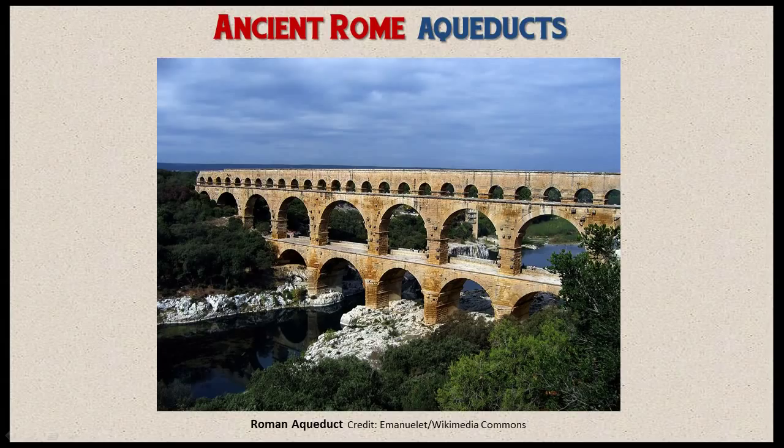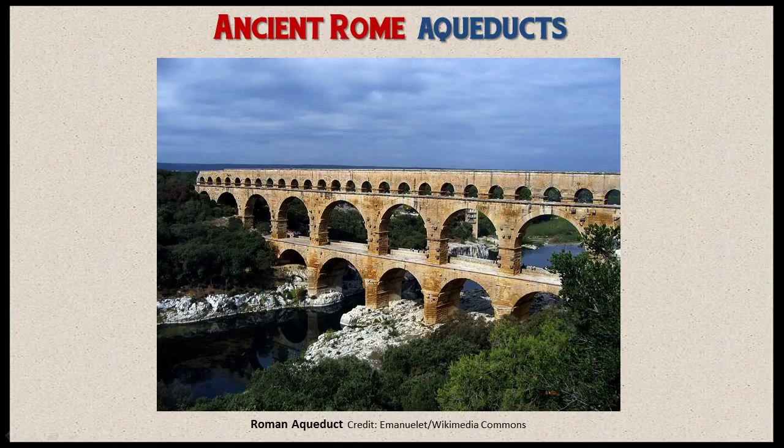Now, this aqueduct you're looking at here is one of the most famous aqueducts. It's the Pont du Gard, which is located in the south of France. Now, if you can imagine, this aqueduct was constructed almost entirely without mortar. So basically, each stone had to be precisely cut and then fit perfectly together to form the entire structure.